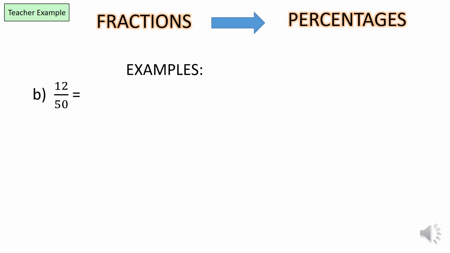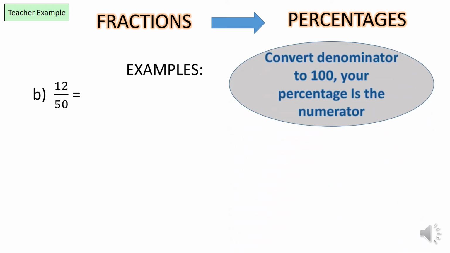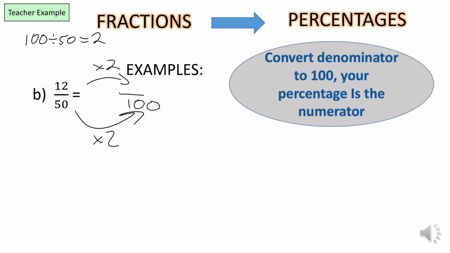I need to convert this fraction into a fraction out of 100. I'm going to show you how to find the multiplier. I need to turn this into 100, so I'm going to do 100 divided by 50 equals 2. So I'm going to multiply the denominator by 2, and I must also multiply the numerator by 2. That gives me 100, and that also gives me 24. Again, our percentage is the number in the numerator, so our percentage is 24%.